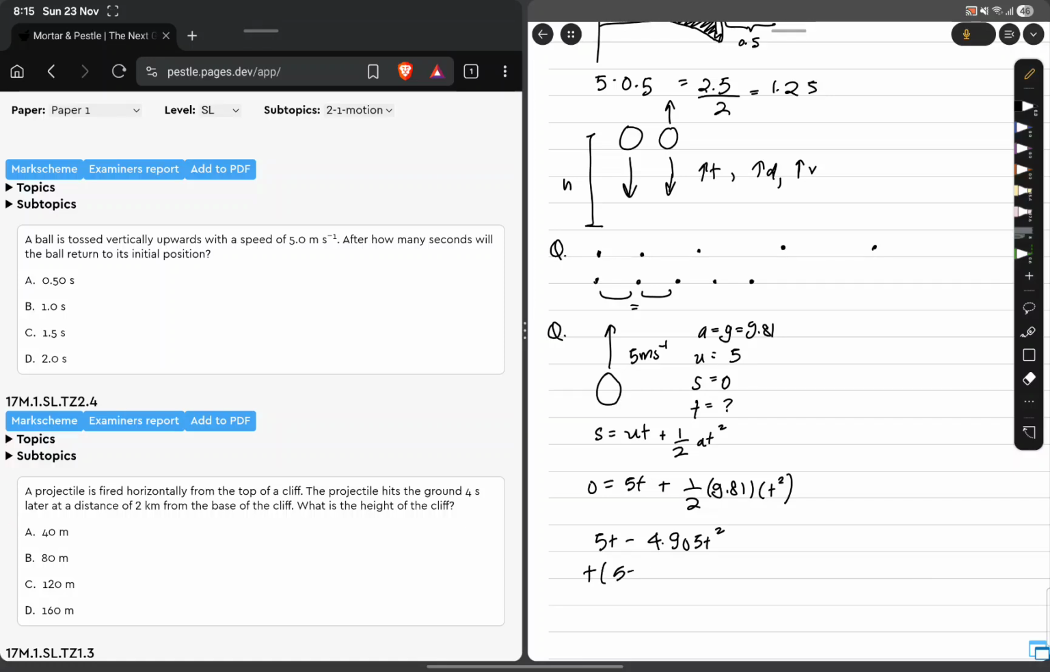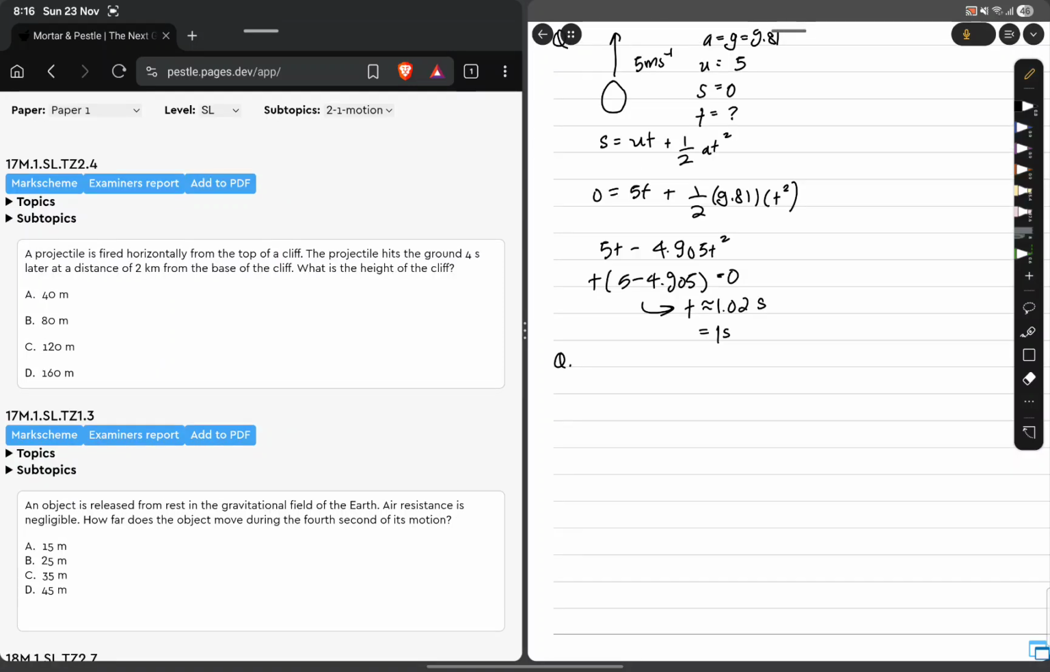So we're going to get t(5 minus 4.905t). We equate this to 0. We're going to get t is around 1.02 seconds, which means it's going to be B. And if we go to the number of significant figures, it's going to be around 1 second. That's why it's B.